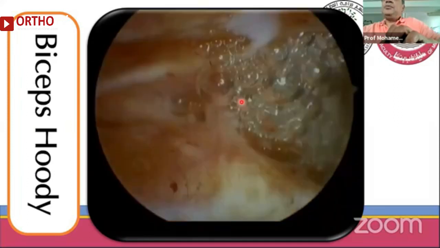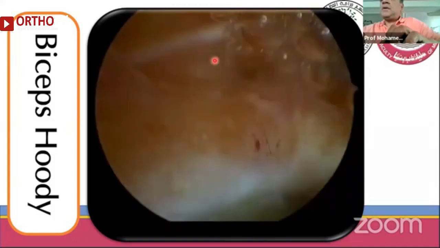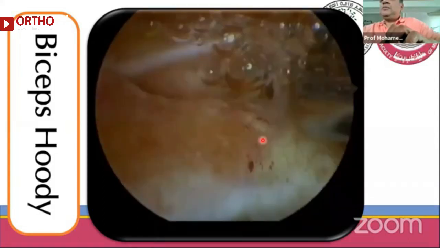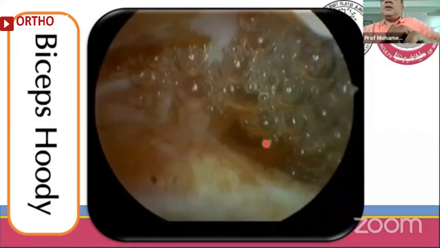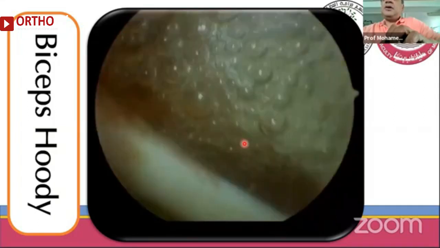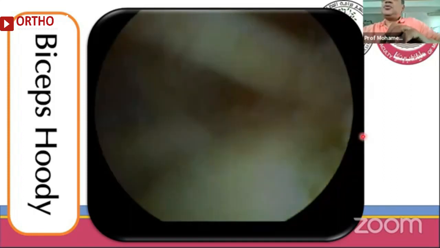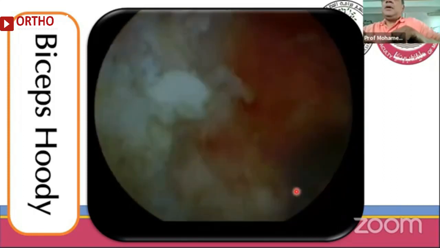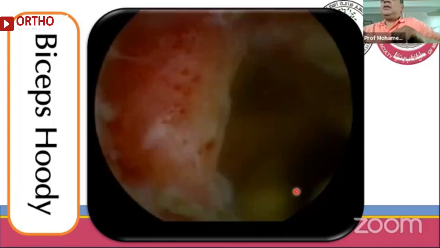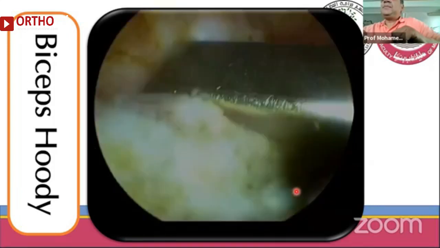This is the acromion, and actually the tendon is vanishing here. It has a very large retraction. This is the long head of biceps, and this is the greater tuberosity. Actually, this is a massive tear.